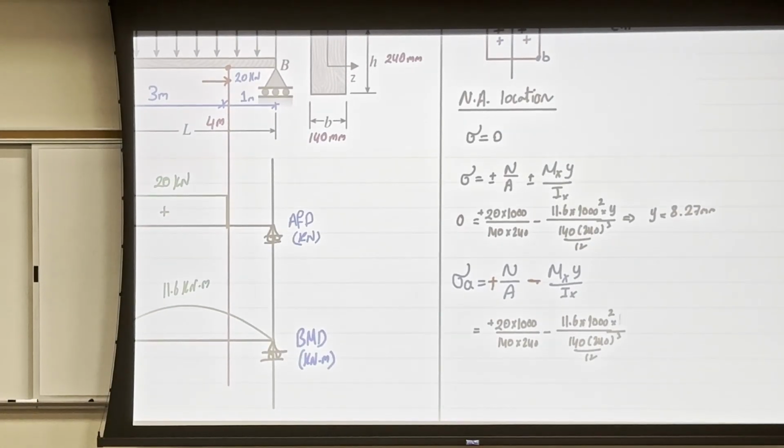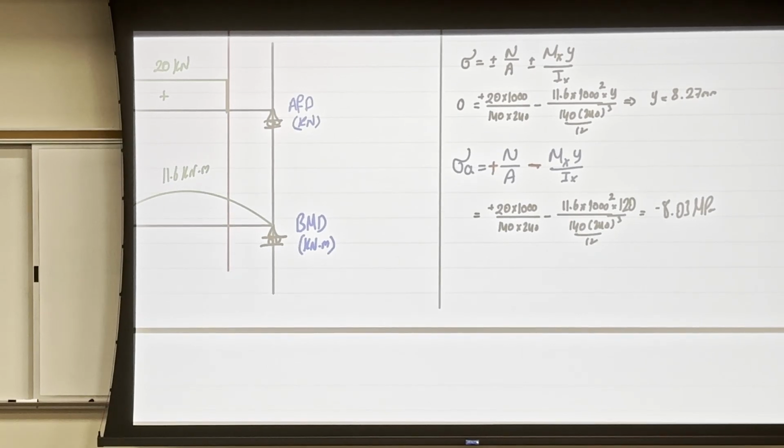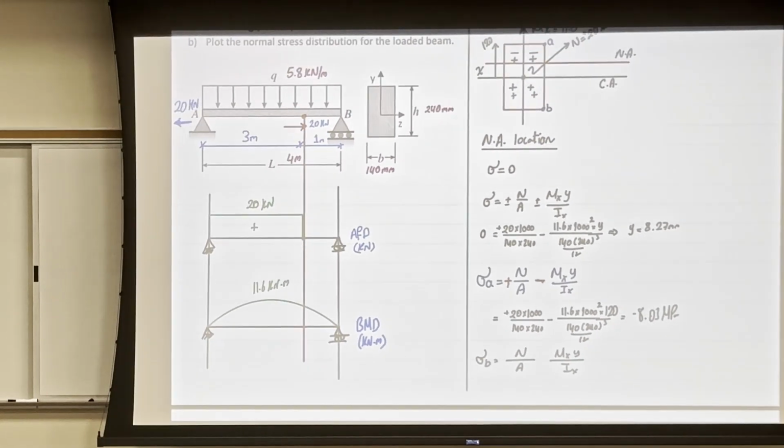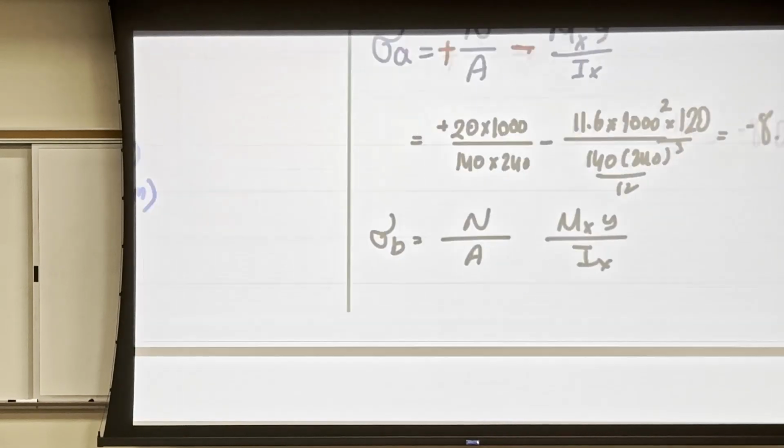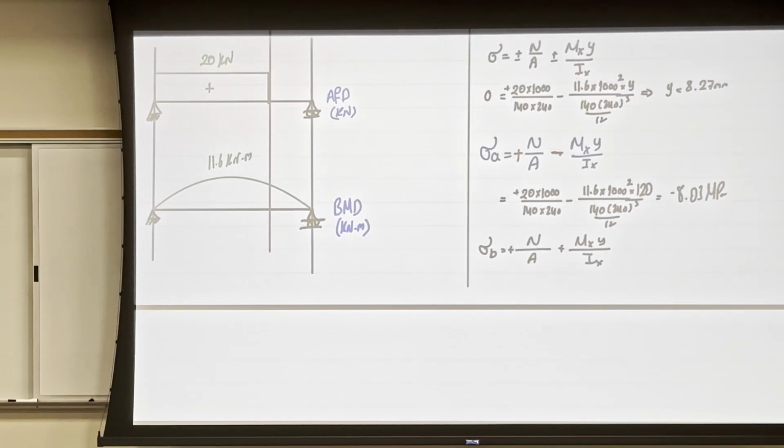So 120 here, and it's going to be equal to 8.03 megapascal. Now I want to calculate the stress at B. Now I do have normal over area, MxY over Ix. And the sign here, since B is in that region where both of them are positive, then I will say positive, positive.